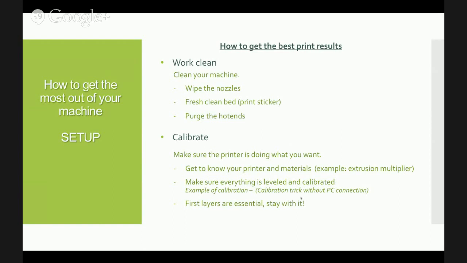So you have to get to know your printer and your materials, because each material prints differently. ABS prints differently than PLA, and sometimes you have to change, for instance, your extrusion multiplier. And make sure that everything is leveled and calibrated. I will give you a short introduction on how to calibrate the 3D printer.